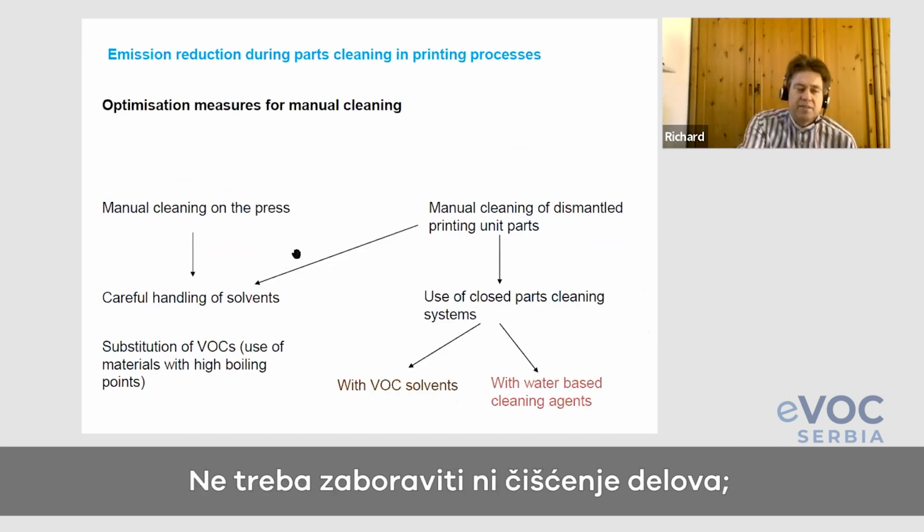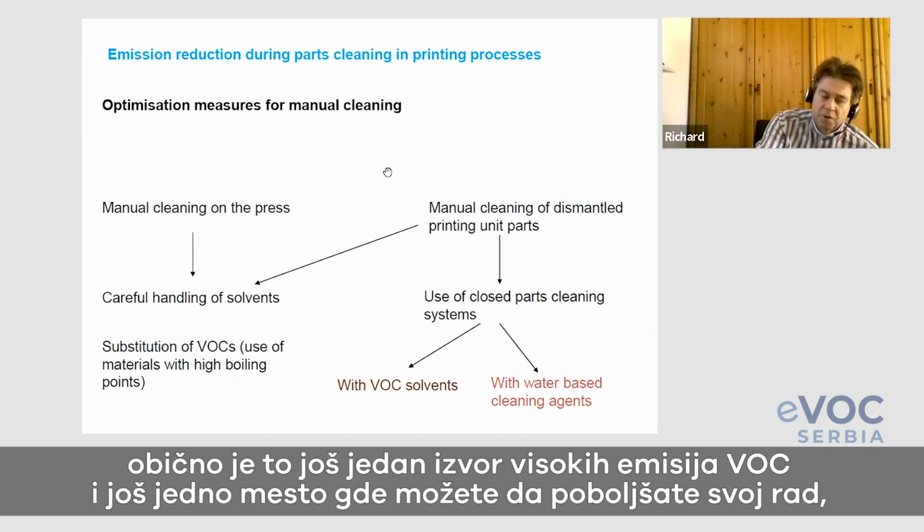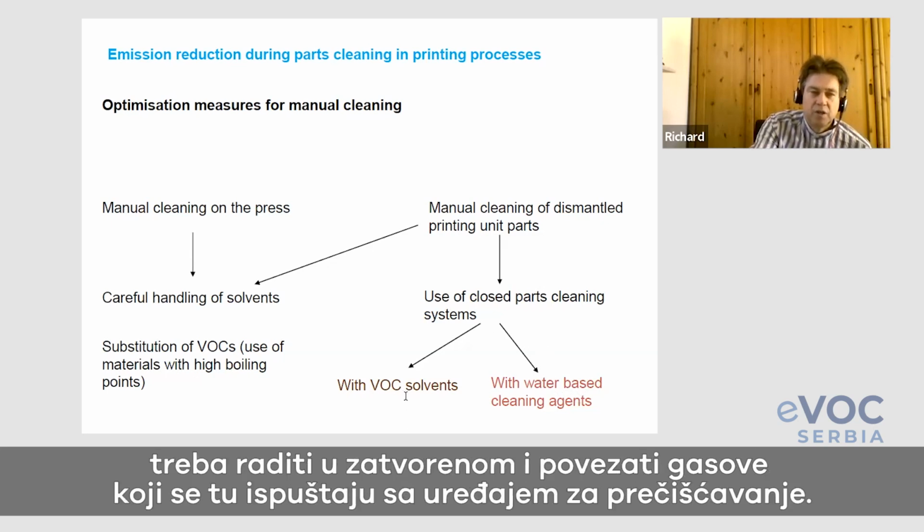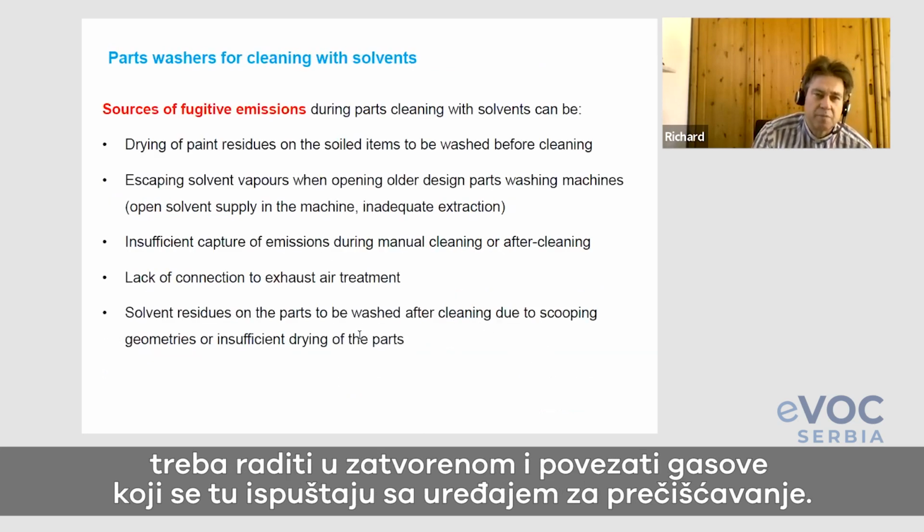Not to forget to improve the cleaning of parts. Here you normally have another high VOC emission source, and you have different options for improvement, for example using water-based materials. And if you use VOC materials, it should be closed, and you can connect that to a waste gas abatement.